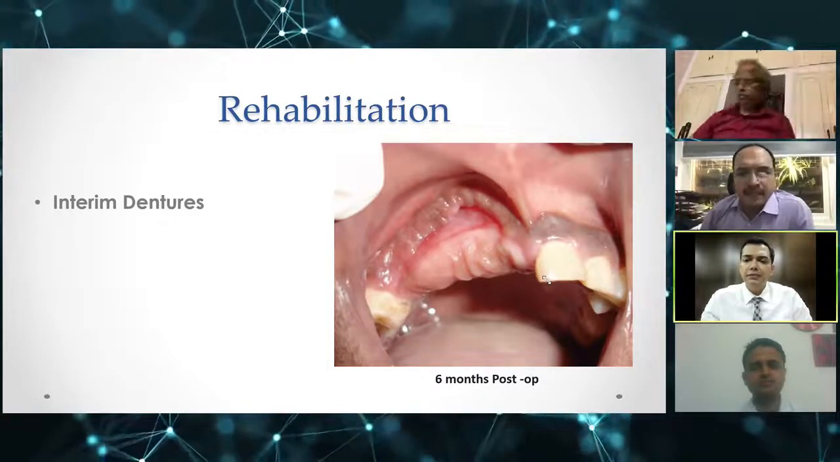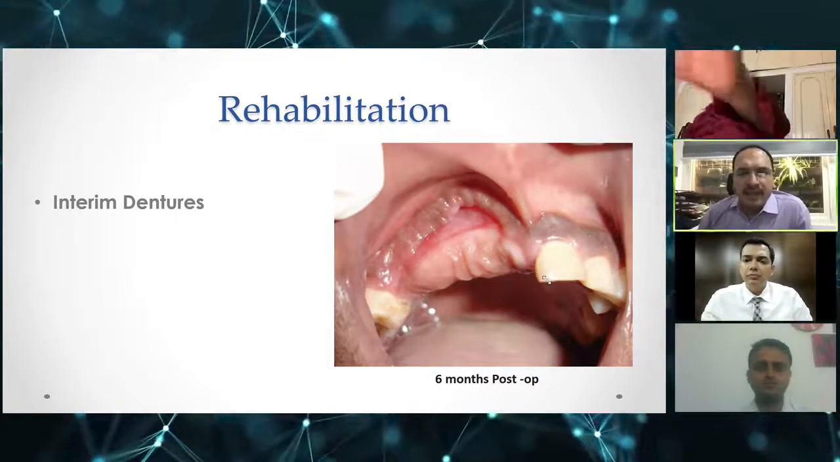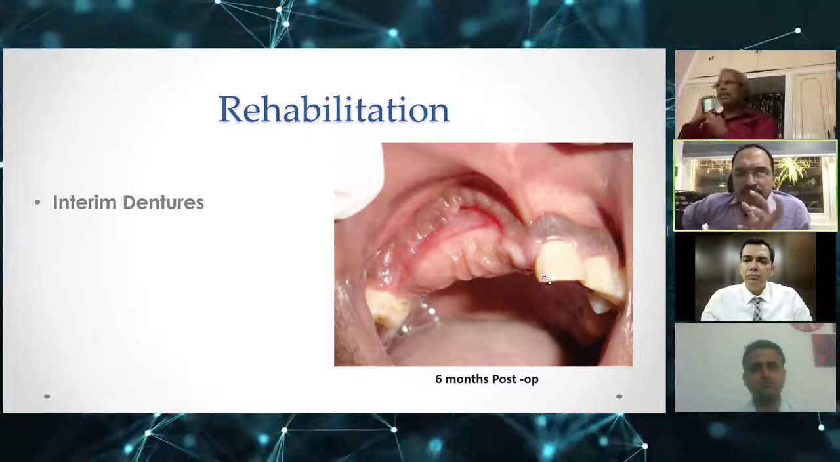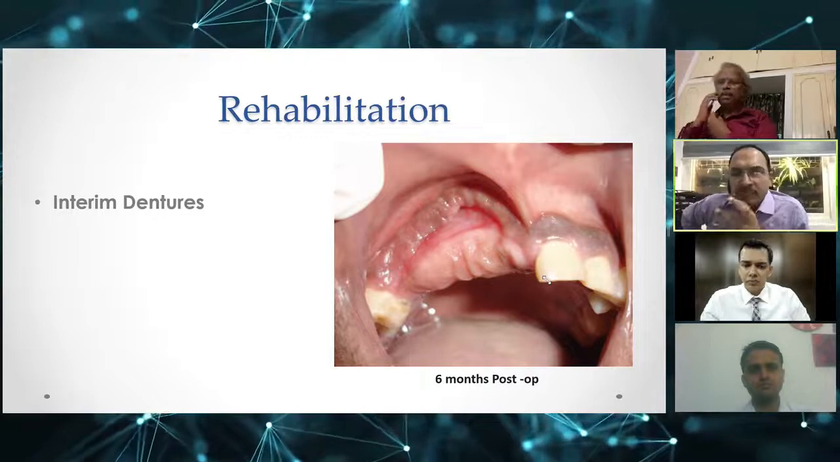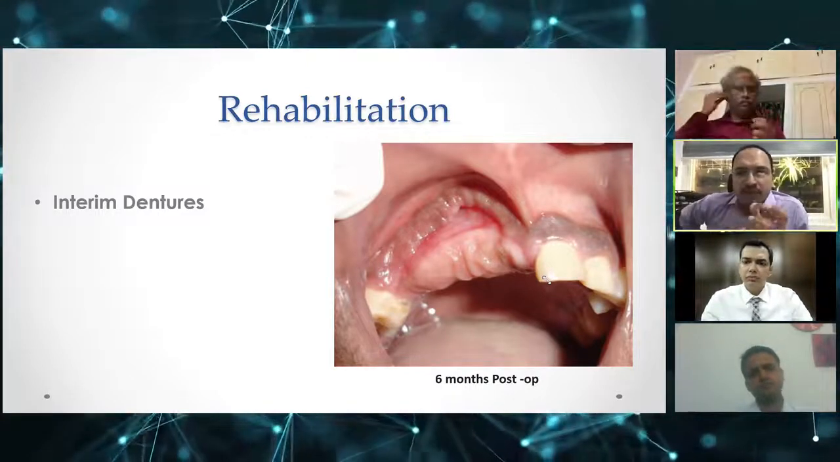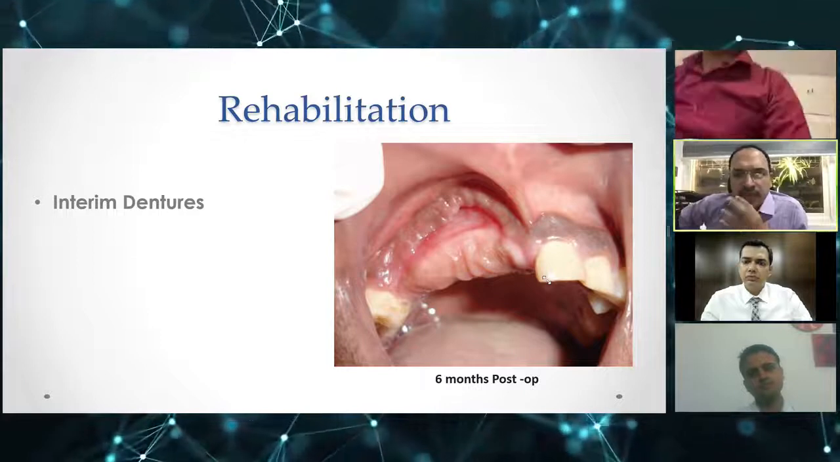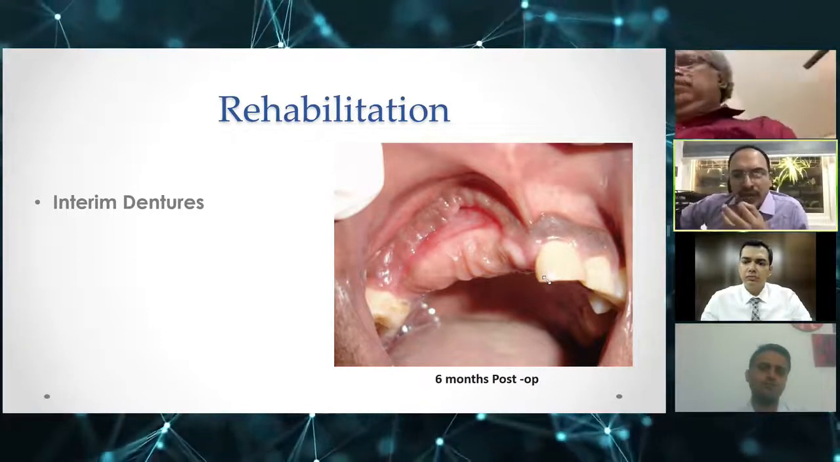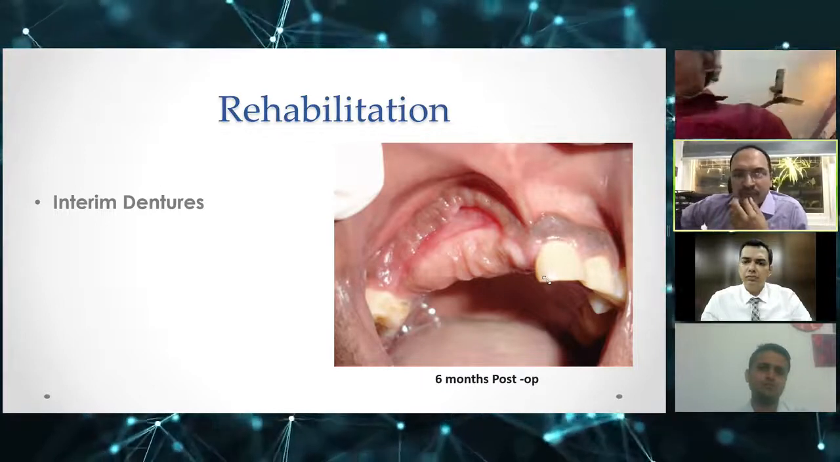Yes. If I feel first, I look at the mucosa, whether the mucosa is intact or breached, before we approach the surgery. Okay. So here in this situation, the mucosa looks intact. So we would like to remove bone and try to get a primary closure as much as possible.